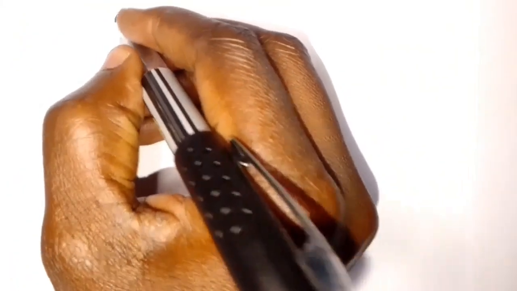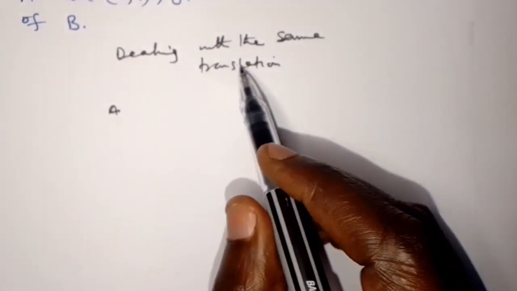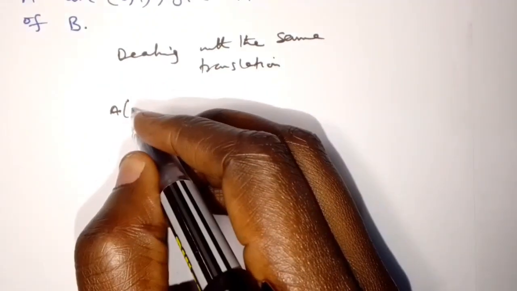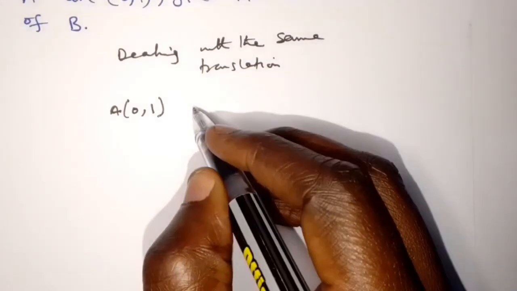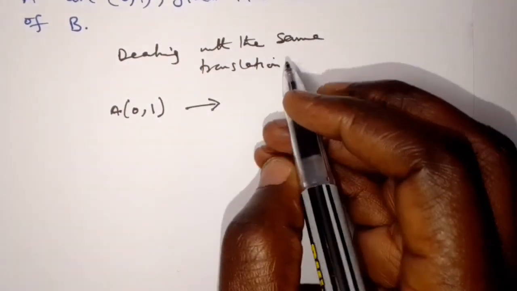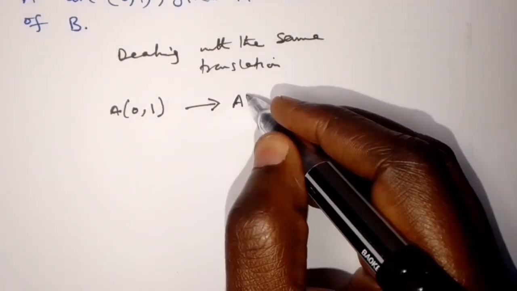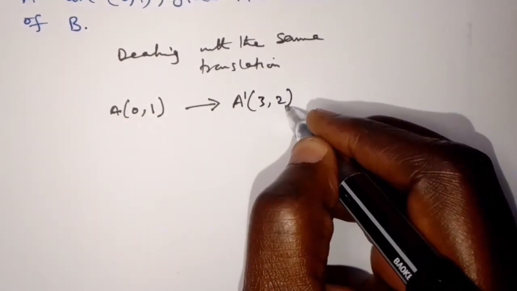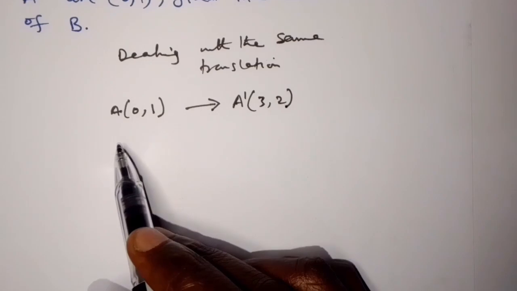So now we can say that our point A, we are dealing with the same translation. So we can say that our point A (0, 1) has been translated to point A prime (3, 2). So we can write this one in another way.